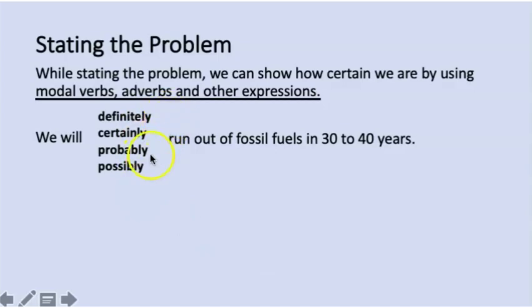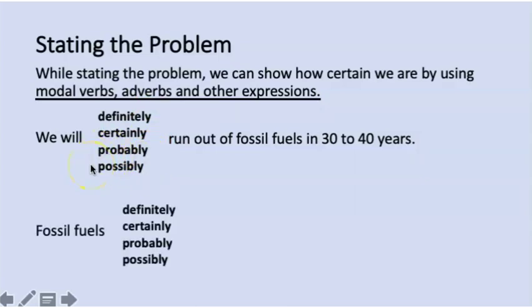Let's look at these adverbs. Definitely and certainly, they have the same meaning. Probably and possibly, they have similar meaning too. These state that we are certain, but here we are not so certain. And we have a negative sentence here.